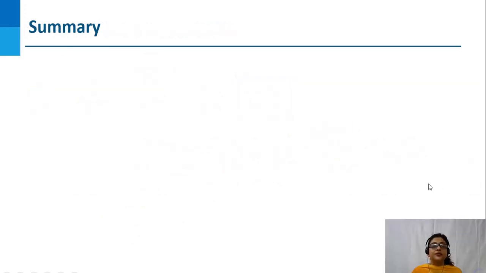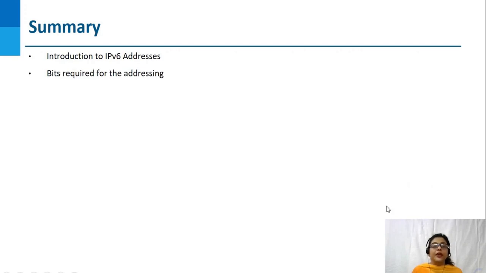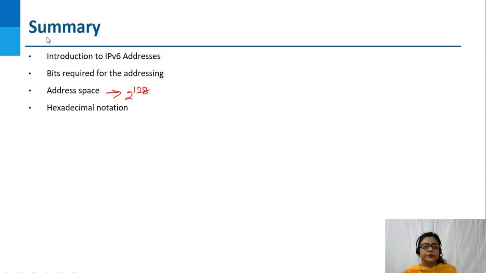To summarize, in this video we have learned about the introduction to IPv6 addresses. We have understood that we require 128 bits for the addressing. We have understood what the address space is. It is 2 to the power 128. Then we have understood the hexadecimal notation of IPv6 addressing. After that, we have learned about different address types.